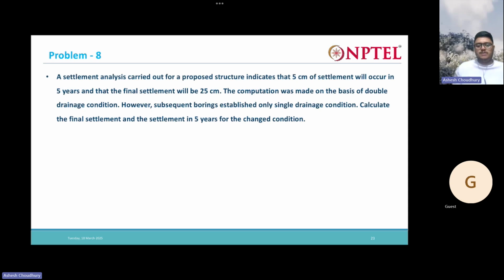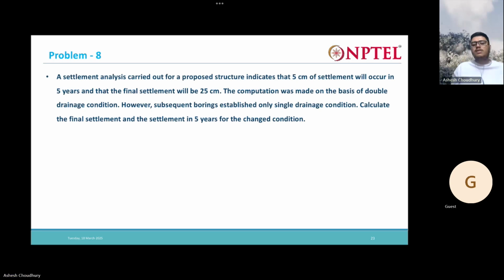Now let us see this problem. A settlement analysis carried out for a proposed structure indicates that 5 centimeter of settlement will occur in 5 years, and the final settlement will be 25. So 5 centimeter by 25 centimeter we can get the degree of settlement. That much degree of settlement is achieved in 5 years. So from the degree of settlement I can find out TV, the time factor. The time factor I know, the time I know, the thickness of the clay I know. I can find out the coefficient of consolidation.